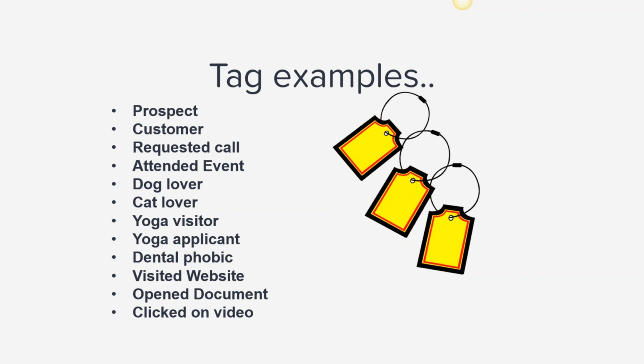So we have prospect, customer, dog lover, cat lover, dental phobic. So those are kind of characteristics of people, but then we also have actions: requested, attended, visitor, opened, and clicked. So if you see that, we can also record or track their actions, their activities. And then you can also see who is an active or an engaged participant, or someone that you don't even know if they're breathing on the other side.